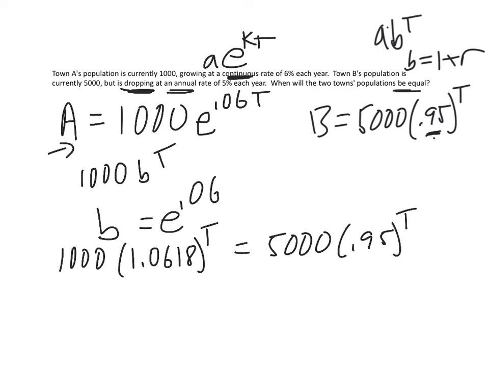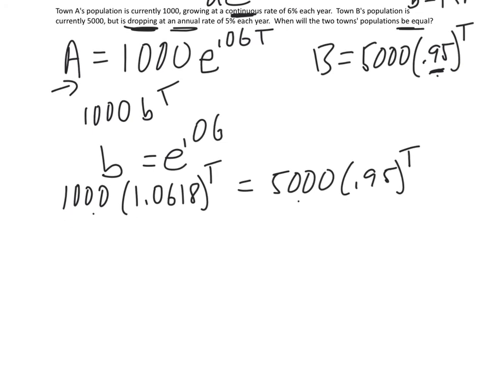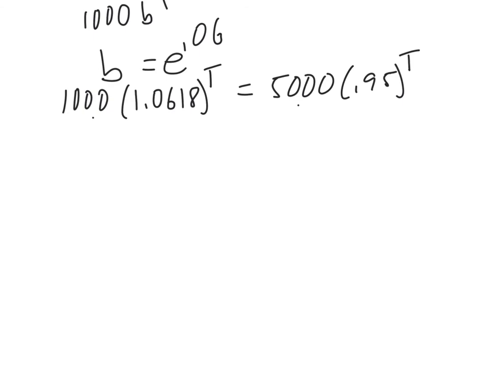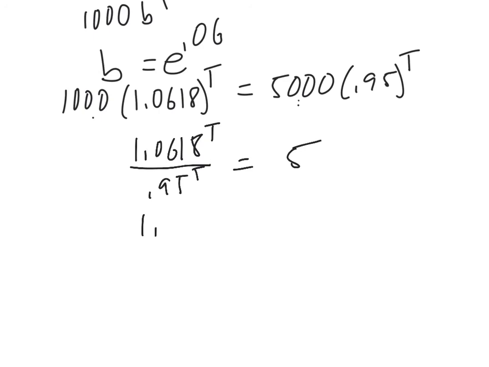So I'm going to divide 5,000 by 1,000, and I'll divide by 0.95 to the t. So I'm going to write 1.0618 to the t power divided by 0.95 to the t power equals 5, right? Because it's 1,000 divided by 1,000. And then we'll treat this so we only have a single variable. So we're going to raise the whole fraction to the t power.